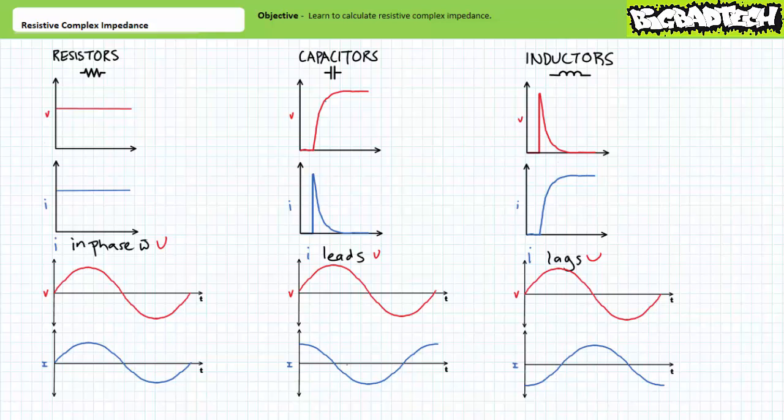The reactive nature of elements in AC circuit analysis is accounted for using one of two tools. One, either time-consuming calculus-based techniques, or two, simple algebraic techniques making use of complex numbers. My choice is to employ complex numbers.